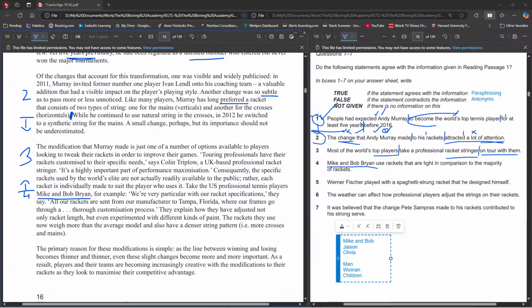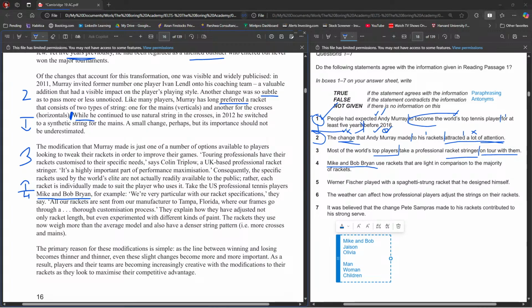Yes, sir. Okay, so we'll start from this one. Most of the world's top players take a professional racket stringer on tour with them. So can you please start from "while he continued to use"? This is still about Andy Murray, but we are looking for most of the world's top players, so they will still generalize the passage. Can you please start reading from here?